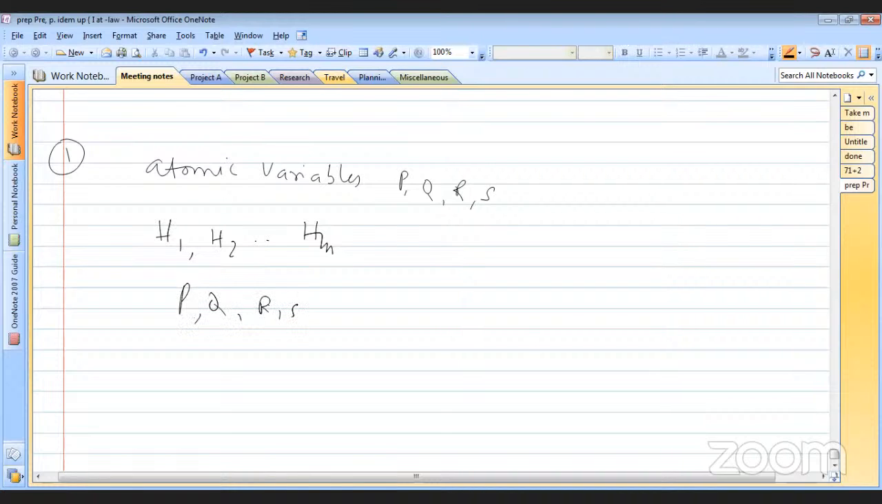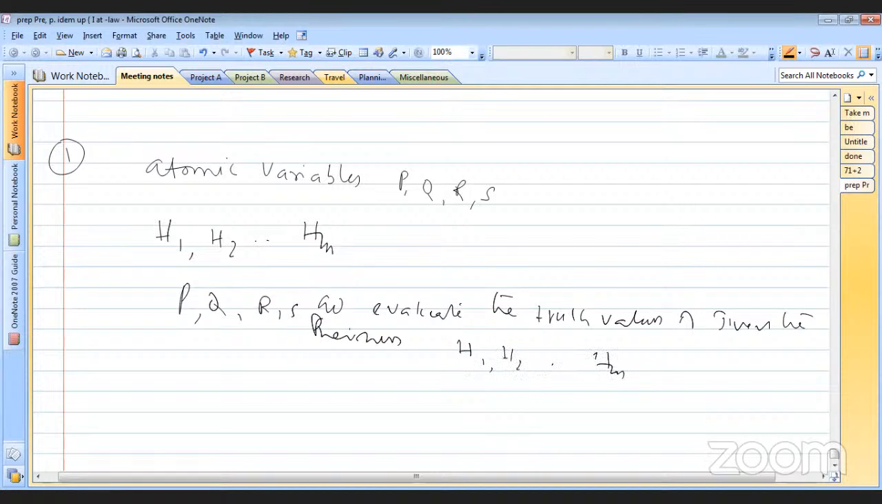P, Q, R, S, and evaluate the truth values of the given premises, that is, we can write H1, H2, and so on up to Hm, as well as C, for the considered combinations. Then identify the rows in the table in which all of H1, H2, Hm are true.